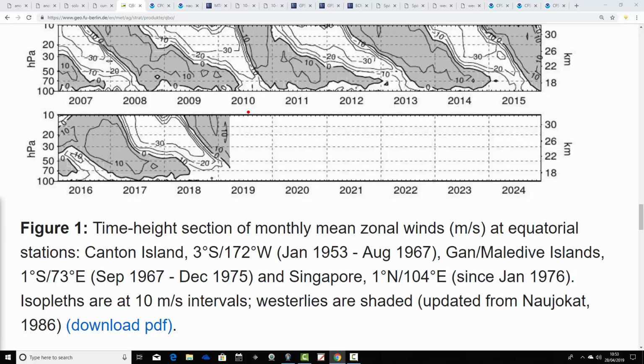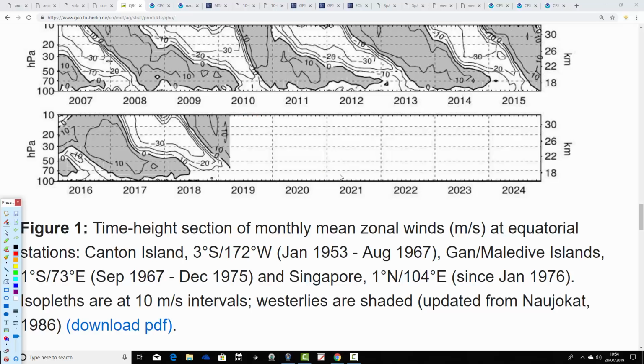Winter 2019-2020 will be an easterly transitioning winter, easterly QBO transitioning winter, so going from west to easterly phase. And the first signs of that probably will appear in the summer up here at the top of the chart there, where a white area will start to appear.